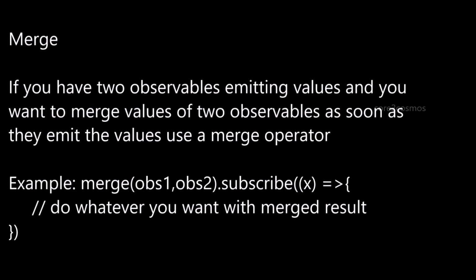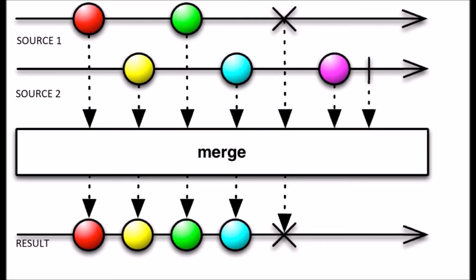What is a merge operator? If you have two observables emitting values and you want to merge values of two observables as soon as they emit the values, use a merge operator. We have two sources, source 1 and source 2. For both sources, values are emitted at different intervals. When we use a merge operator, the results are combined and published as soon as they are available.